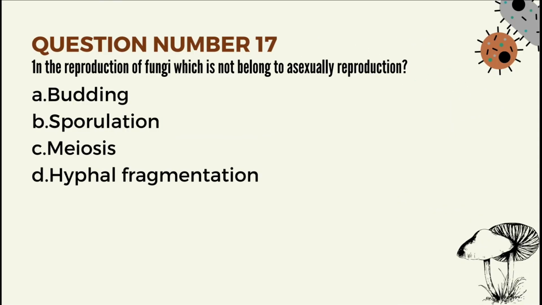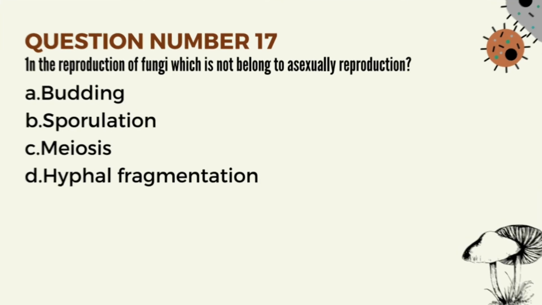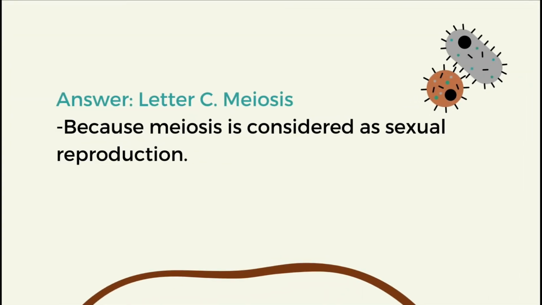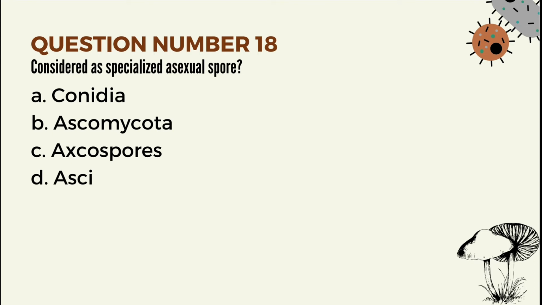Question number 17. In the reproduction of fungi, which does not belong to asexual reproduction? A. Budding, B. Sporulation, C. Meiosis, or D. Hyphal fragmentation? Answer is letter C, meiosis, because meiosis is considered sexual reproduction.